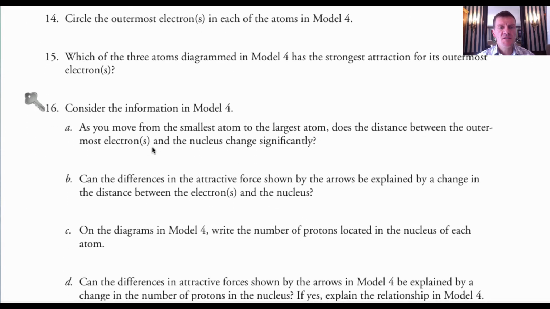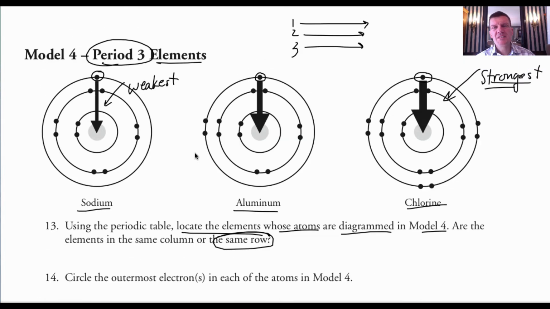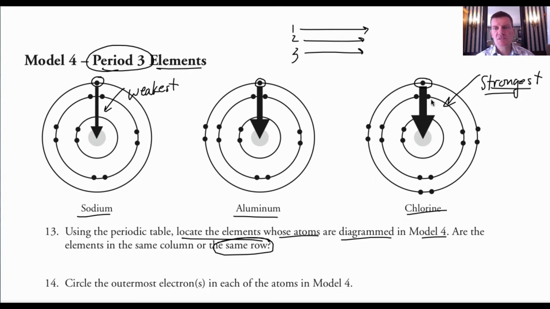And consider the information now in Model 4. It says, as you move from the smallest atom to the largest atom, does the distance between the outer electron and the nucleus change significantly? No. Even though it may be slightly bigger, this one's got more electrons, chlorine has more electrons, but the size of these are not hugely different. So the distance here between the outermost electron and the nucleus is pretty consistent for all of these.